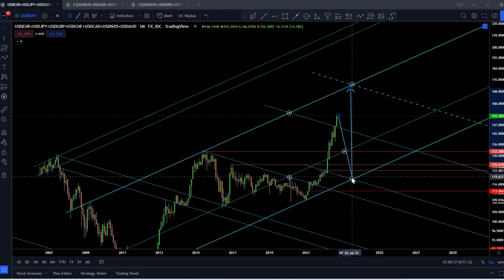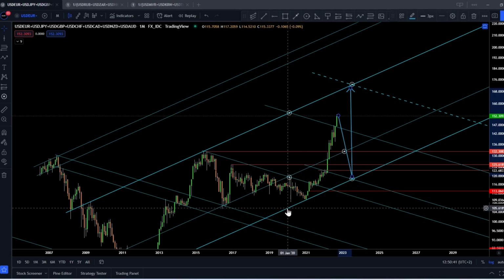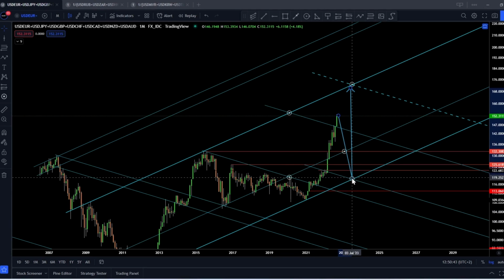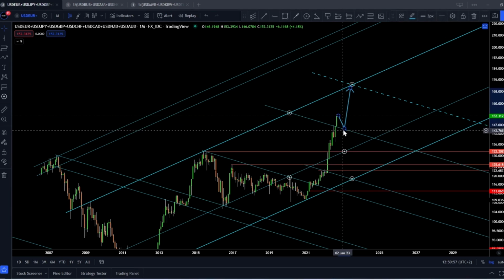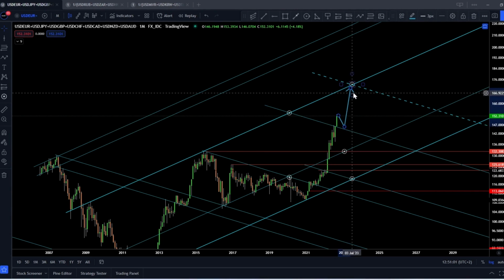We could also go all the way down to this descending support and test that line once again, but that, from a micro perspective, becomes a little bit more difficult to erase, given all that situation that we are witnessing here. But we can count on some retracements back to these lines on the way up to those levels.